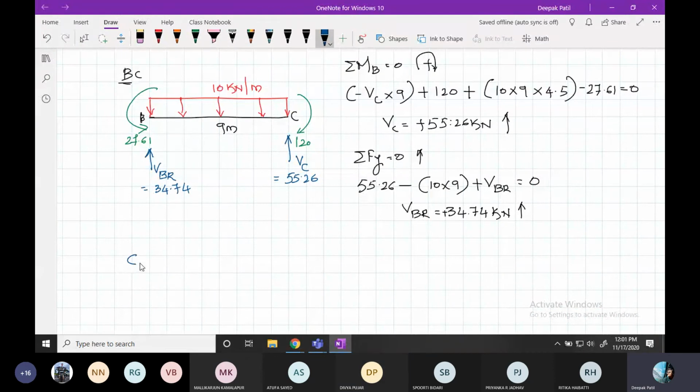Then if I try to find it for span CD, CD is simple, no need to do any calculation. I'll just tell you how to do that. So this is your point C, which is a roller support. We have a point load which is acting at this point, which is 30 kilonewtons. OK, simply I will mark this as, say, VC right. OK, how much will be VC right? Can anybody tell me directly?